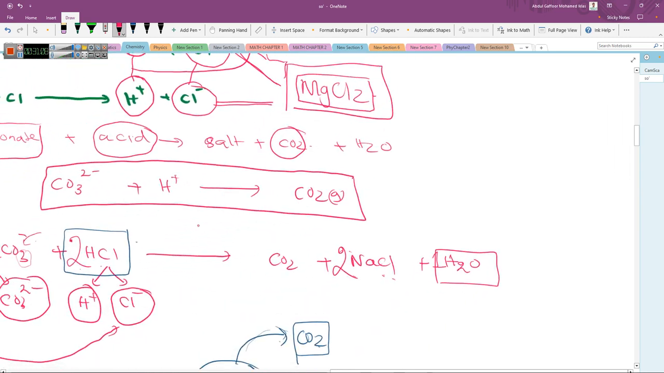So I will use something. Now we will discuss: acid can react with metal, base and carbonate. These three types of reactions we have studied, right?